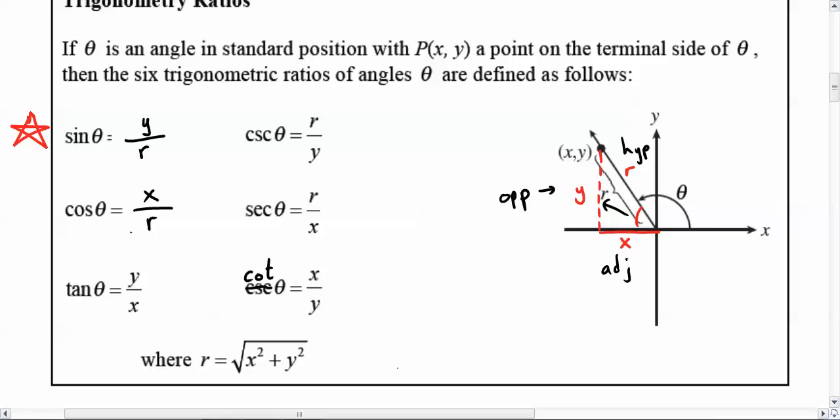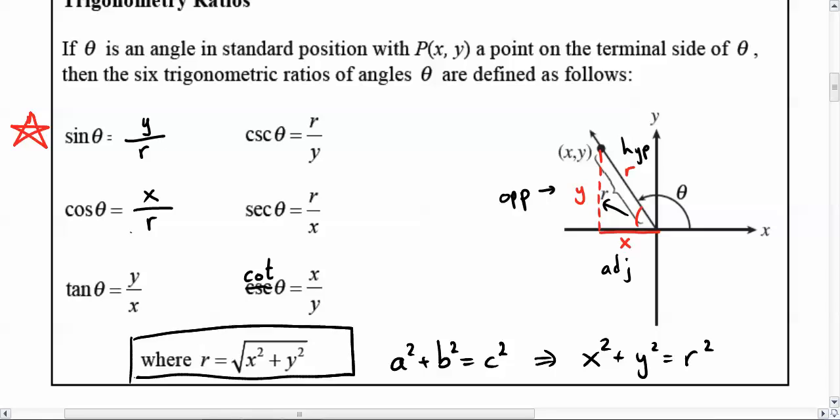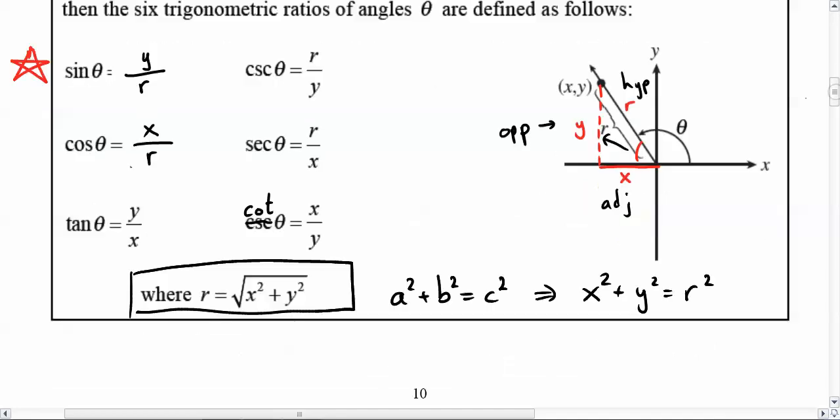Now, because of the Pythagorean theorem, because a squared plus b squared equals c squared, that means x squared plus y squared is r squared. So r is the root of x squared plus y squared. And the radius is always positive. You can't have a negative radius of a circle. Now the x-coordinate and the y-coordinate could be positive or negative. So for example, on this diagram here, the x-coordinate is negative because we're on the negative part of the x-axis, and the y-coordinate is positive.